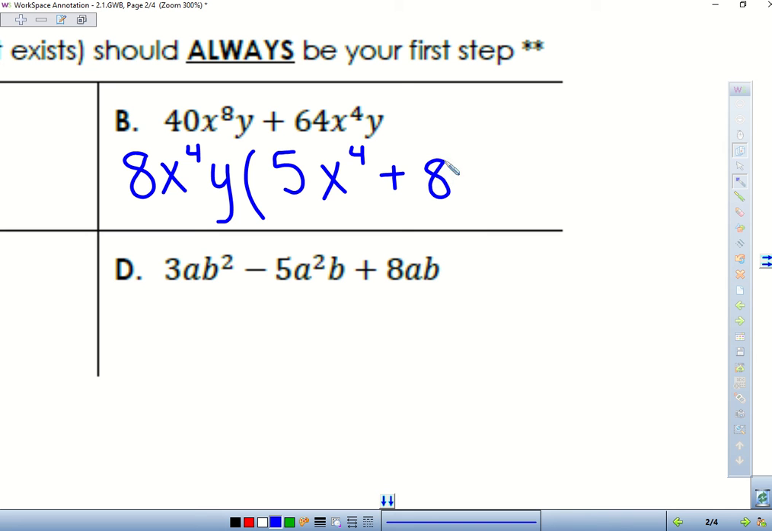Yep, 8. Just 8, right? Because we already took out the 4 x's and the y. Right there, yep. Alright, is everyone good with that? How we got that? Alright, let's go ahead and try the next one.